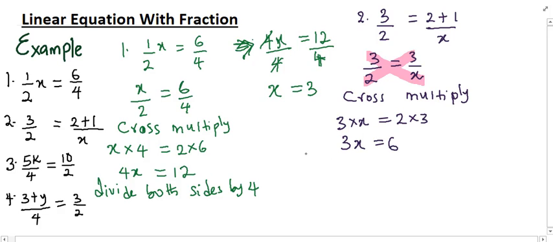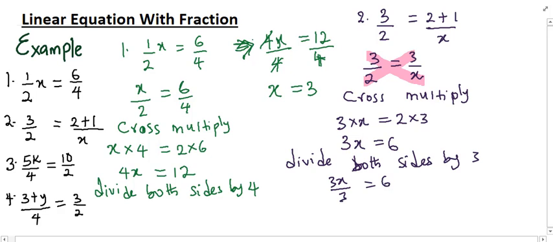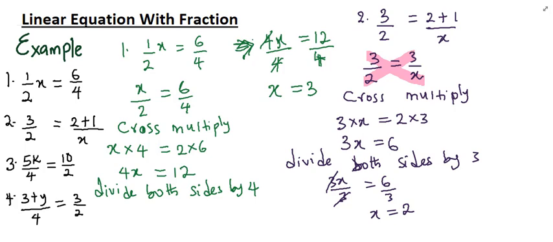Now it boils down to the same thing. We have to divide both sides by 3, sorry, because that's the coefficient of the variable. Divide both sides by 3. So we have 3x divided by 3 is equal to 6 over 3. Let's cancel them, and then x is 6 divided by 3, which is 2. And that's our final answer.